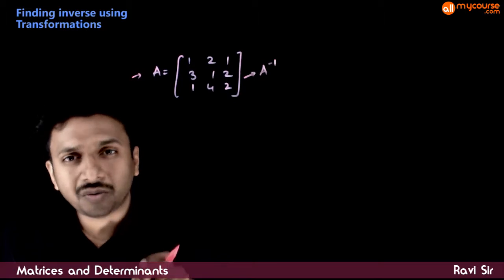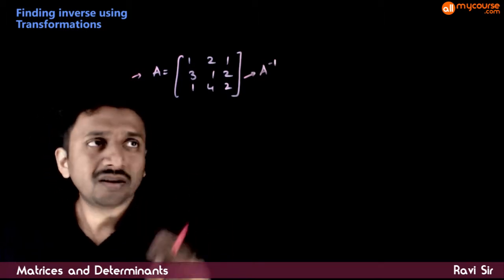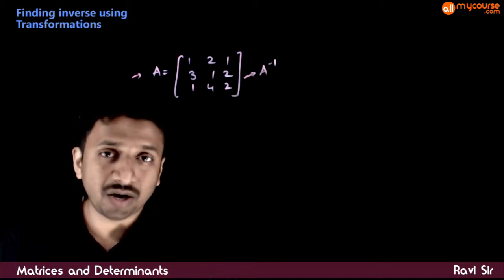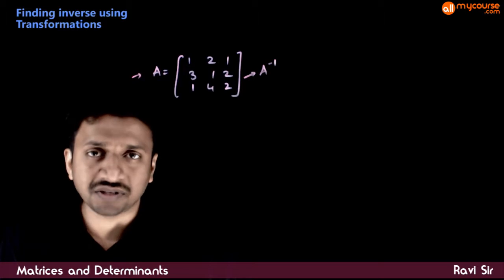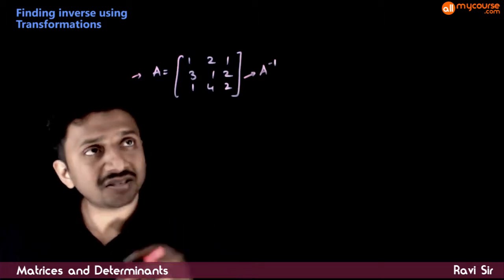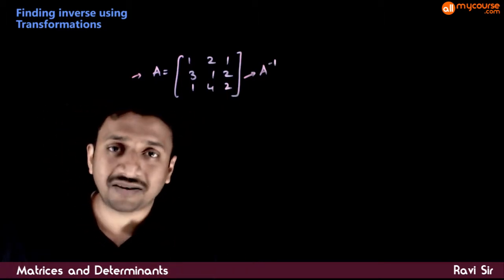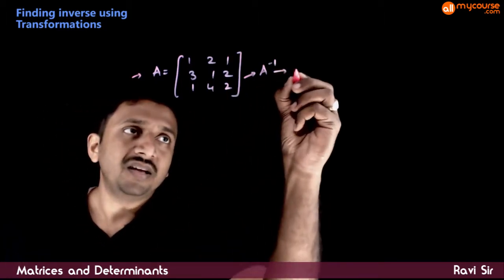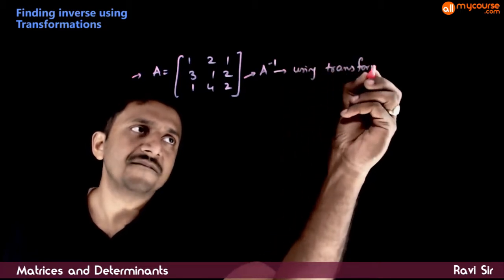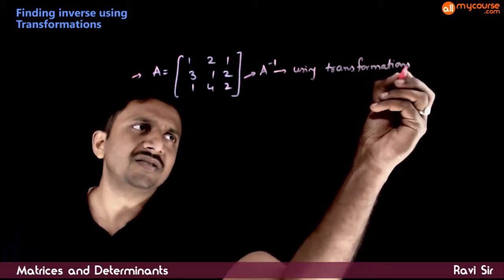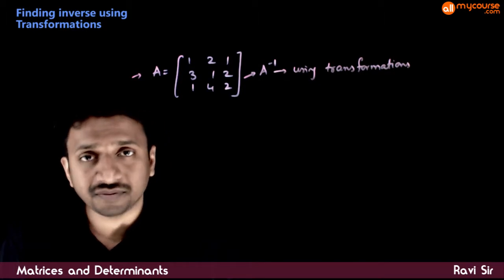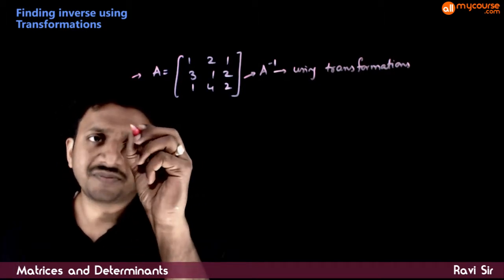So we already know the simple method to find inverse using the cofactors matrix. Adjoint of A by det A is the inverse. Now let us discuss another method by which you can find the inverse of this matrix, that is using transformations. Elementary or a series of elementary transformations called compound transformations. Now, the process is something like this.